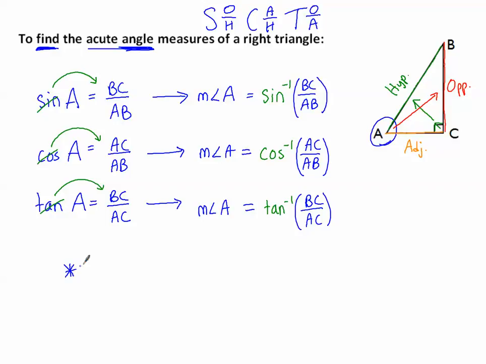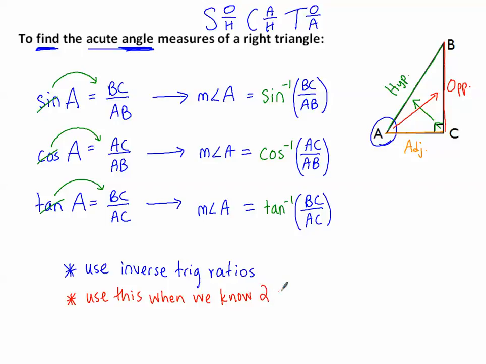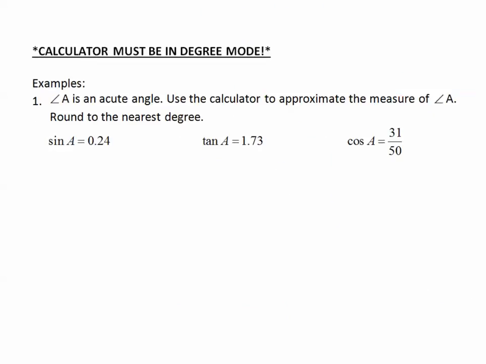So a couple things that we're doing here, we are using inverse trig ratios. And we use this when we know two sides and need an acute angle. So we have to use two sides that we know. Let's take a look at how we do that.